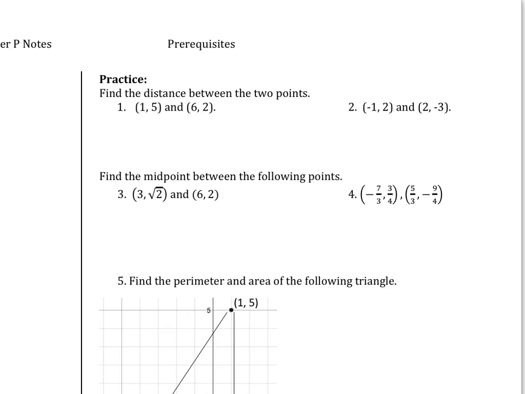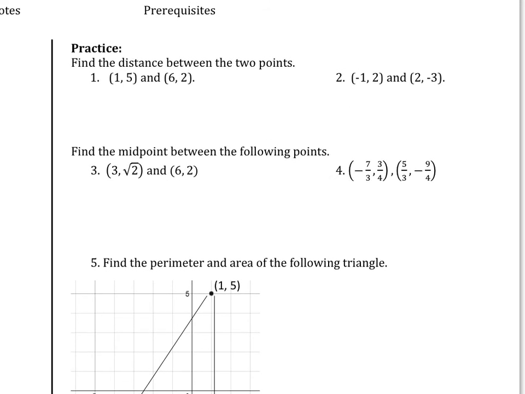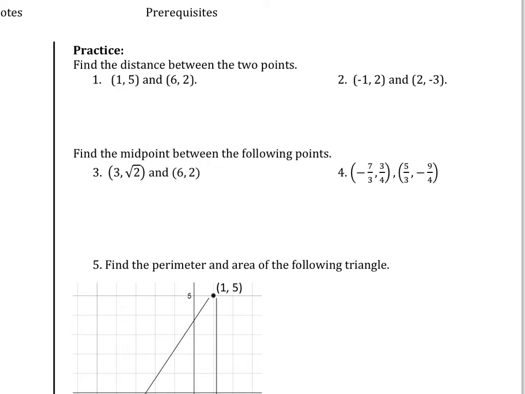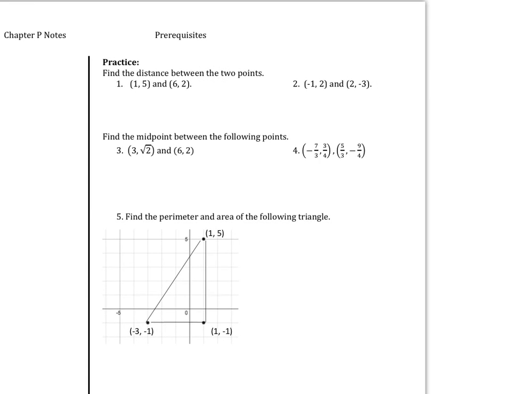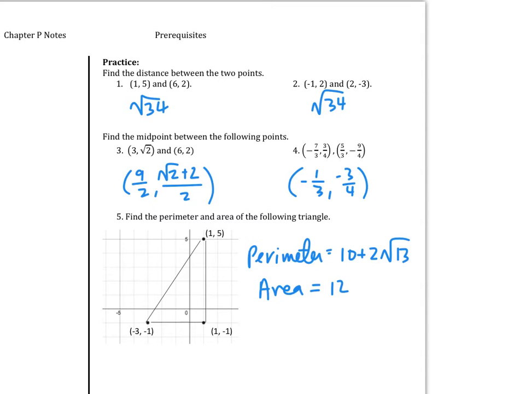All right, so very quickly, let's have you practice these 5 questions. For 1 and 2, use the distance formula, and for 3 and 4 use the midpoint formula, and then number 5, you have to find the perimeter and area of the triangle, so whatever method is best for you. All right, go ahead and check to see if you got the correct answers.